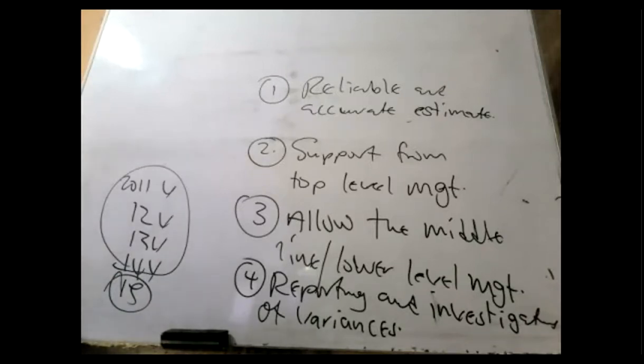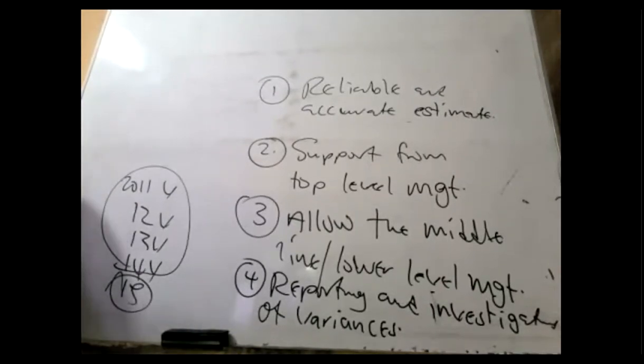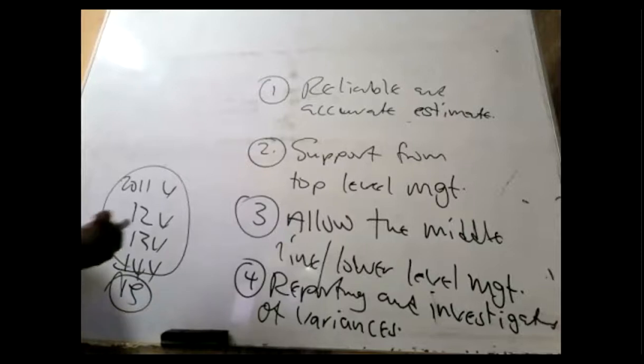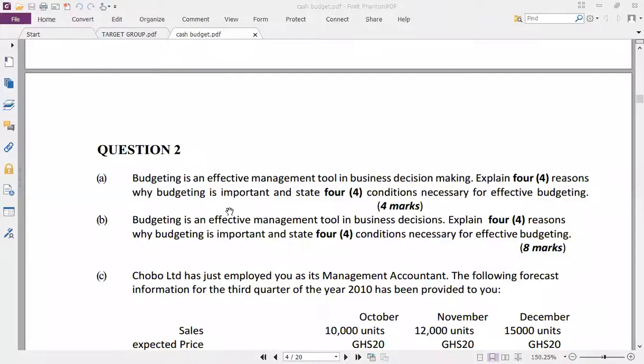Don't forget to tell the examiner these stories. That is all. So these are some few ways to make the budget more effective, basically. I'll pick one critical functional budget to go through.